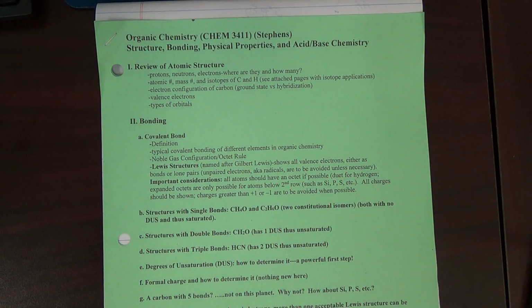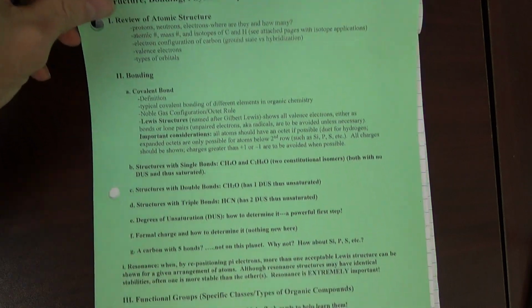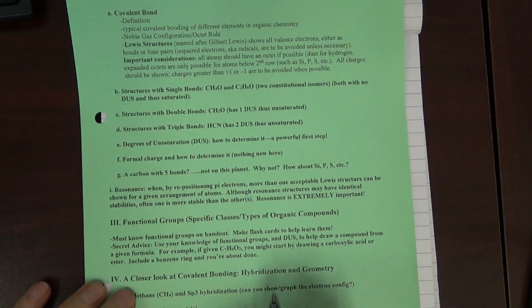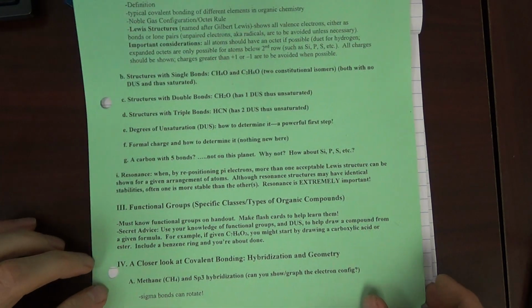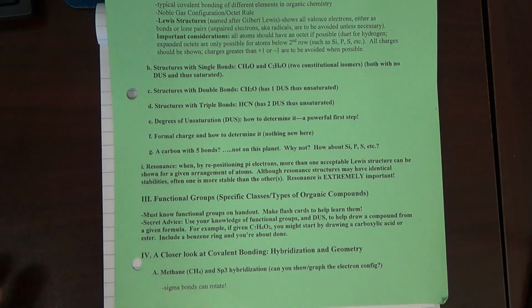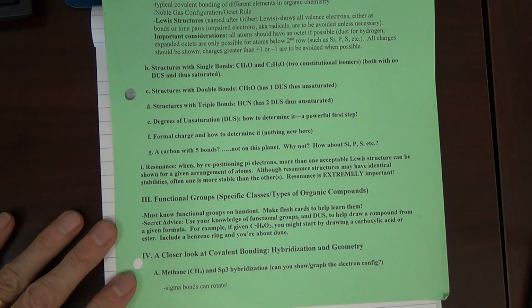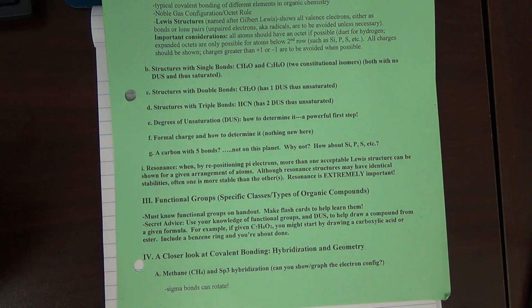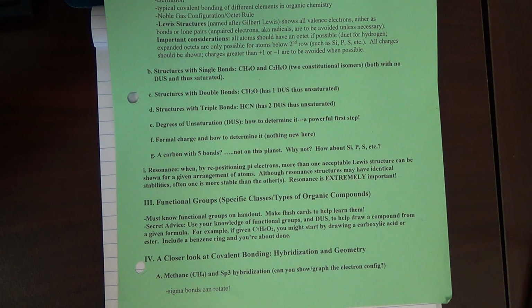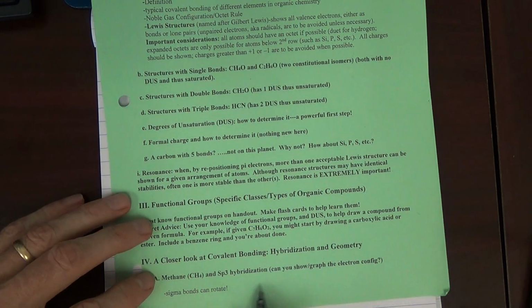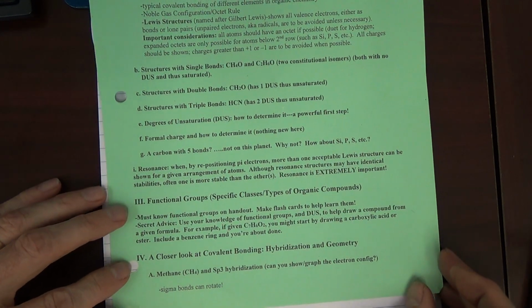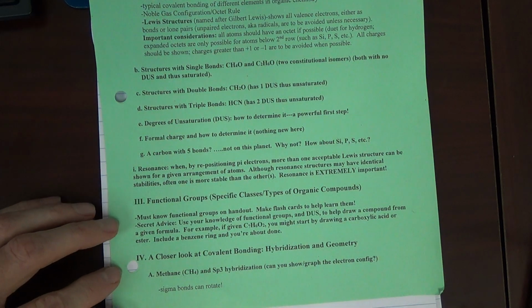Hi guys, in this video we'll take a closer look at covalent bonding, in particular hybridization and geometry. And we'll begin with looking at a fairly simple molecule, methane, a one-carbon hydrocarbon. Methane has sp3 hybridization, and we need to be able to show or graph that electron configuration. Okay, let's look at it.